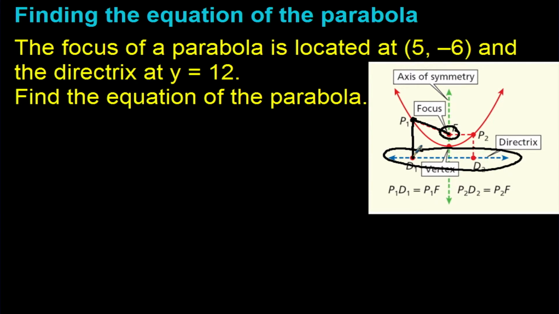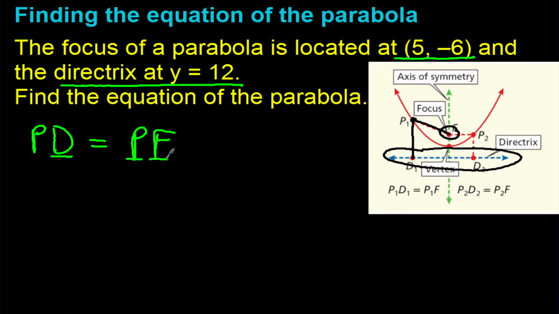We're going to use that relationship to help us find the equation of the parabola given a specific focus, in this case (5, -6), and a specific directrix y equals 12. So we're going to use that relationship. PD is equal to PF. The distance from the point to the directrix and the point to the focus.